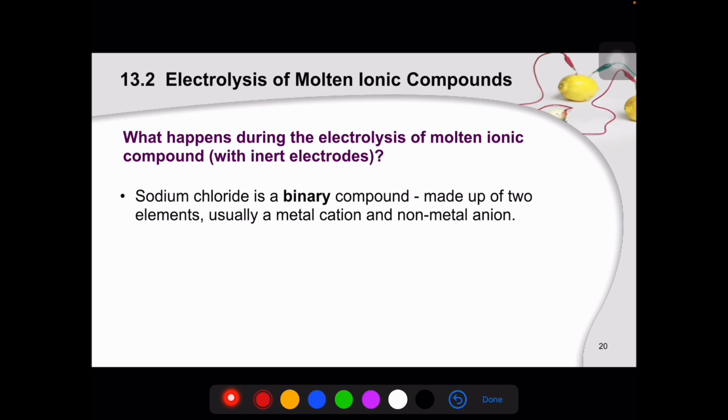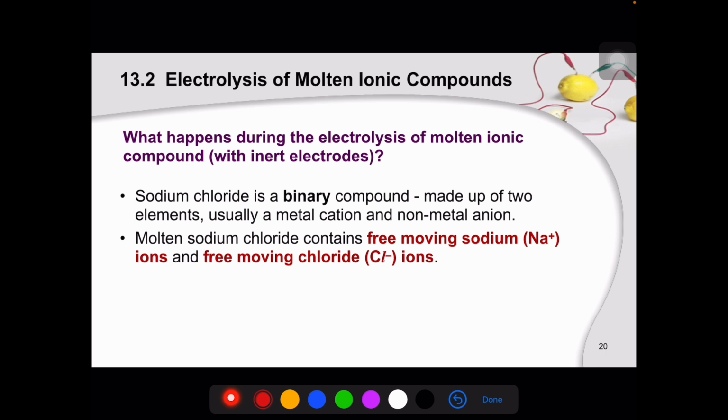Sodium chloride is what scientists call a binary compound, whereby it's just a compound made out of two elements. We all know that sodium chloride is made out of sodium and chlorine, so two different things only. When it has melted, because it's an ionic compound, there will be free moving sodium ions and free moving chloride ions. These are standard stuff that we've been talking about so far.